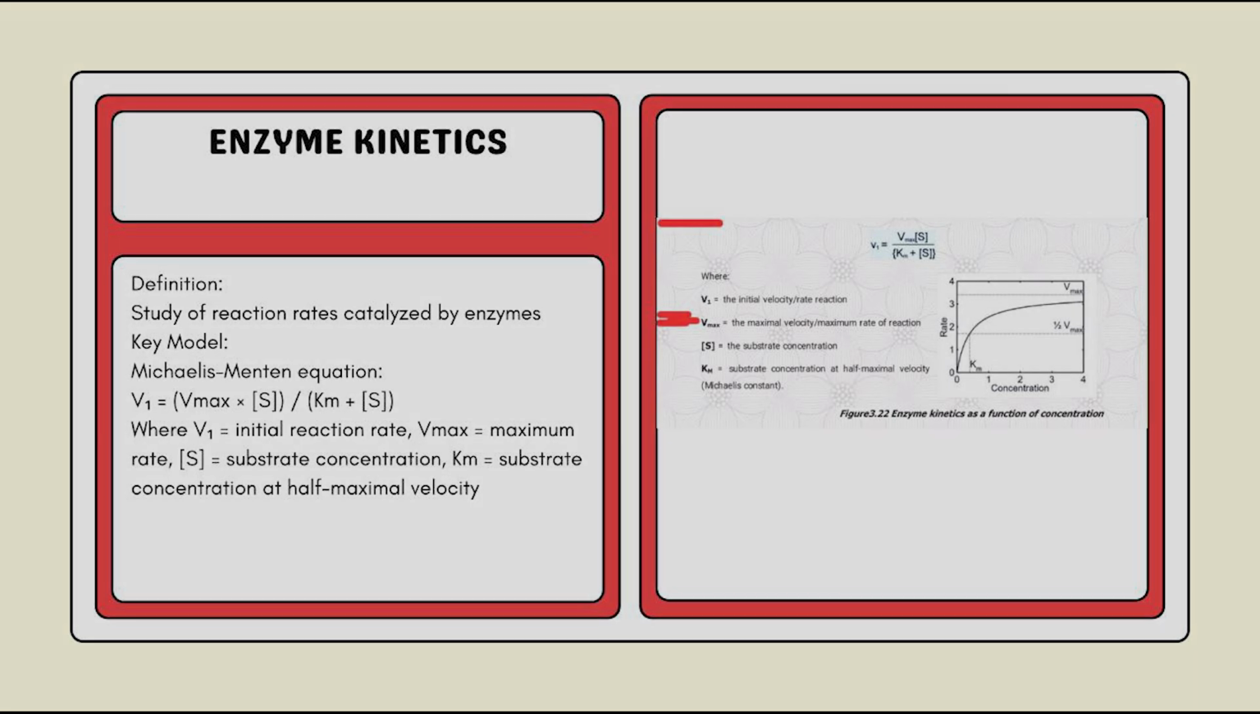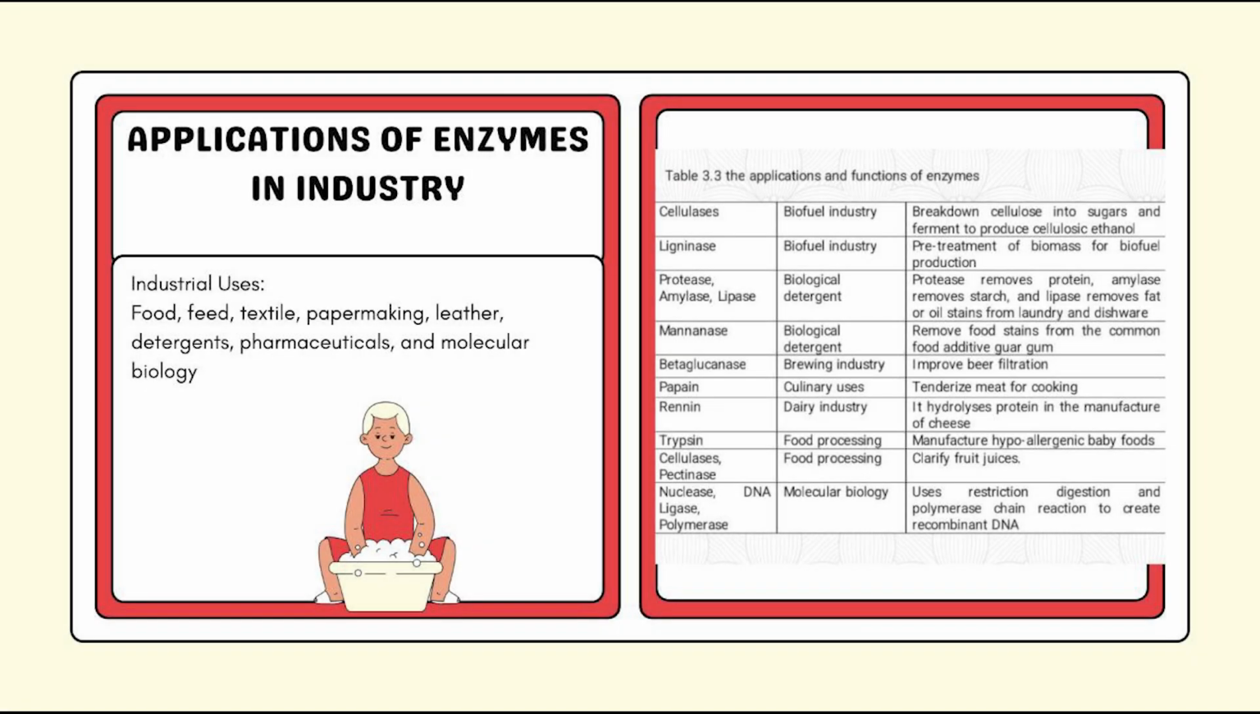Enzymes have vast applications across industries. They are used in food processing, feed, textiles, paper making, leather production, detergents, pharmaceuticals, and even molecular biology. For example, cellulase is used in biofuel production. Protease, amylase, and lipase are key in detergents and food processing. Rennin helps in cheese production, and DNA polymerase and ligase are essential for genetic engineering. Table 3.3 provides a detailed look at these applications.